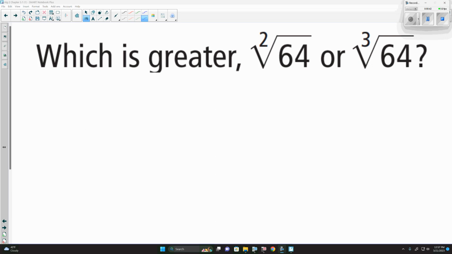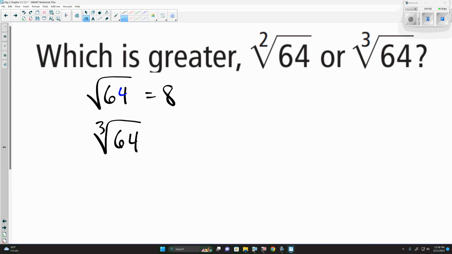Now, what we're starting today is chapter 5. We're talking about radicals and rational exponents. Now, the first question is, which is greater, the square root of 64 or the cubed root of 64? The square root of 64 is indeed 8, and the cubed root of 64 is 4.